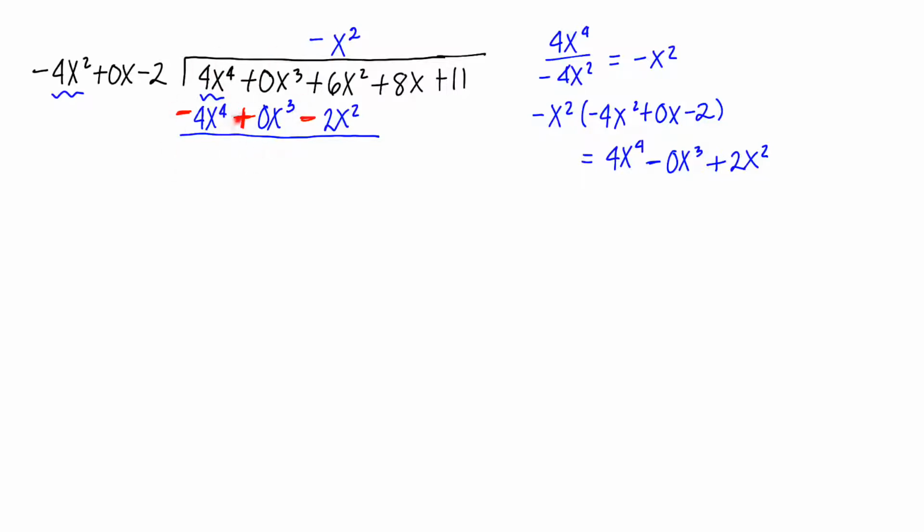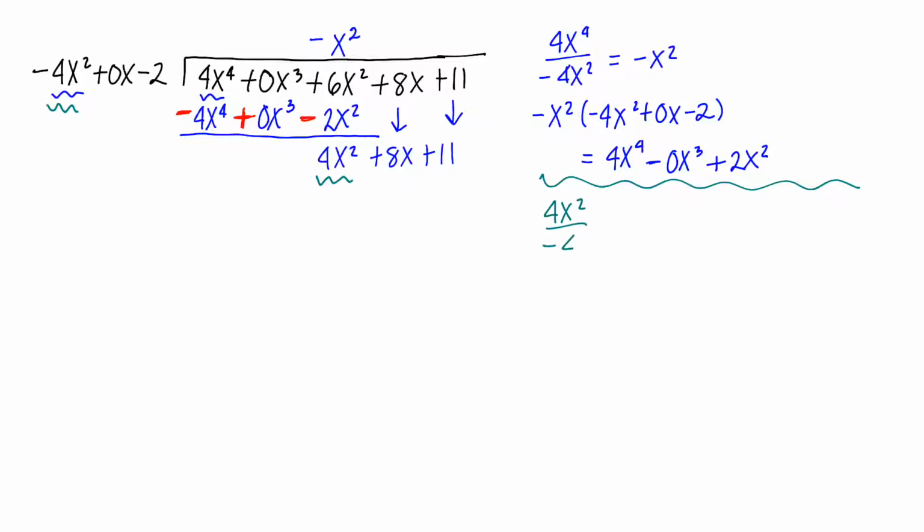So these cancel, these also cancel because they're just zeros. So 0, 0, they cancel. 6 minus 2, that's going to give you 4x squared. And then I will pull down the other two. So plus 8x plus 11. And let's grab the next color. So here's my new leading term. I'm going to take 4x squared and divide it by negative 4x squared to give me negative 1. So negative 1 up there.